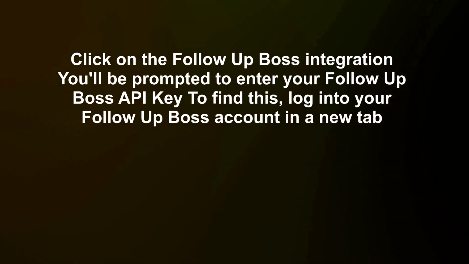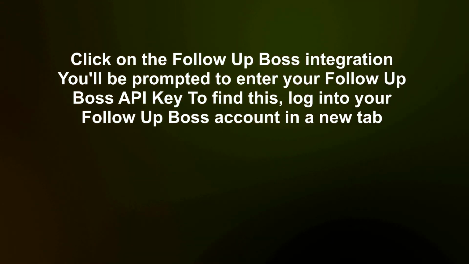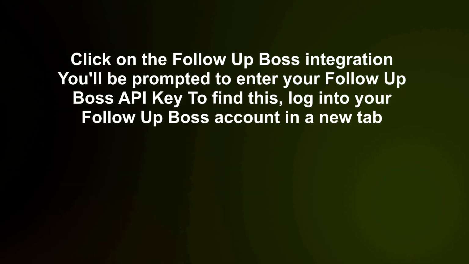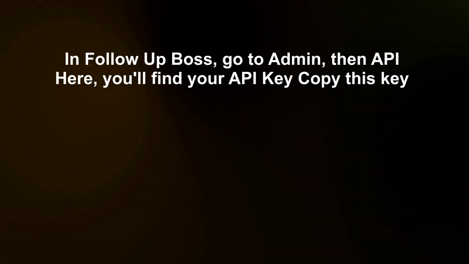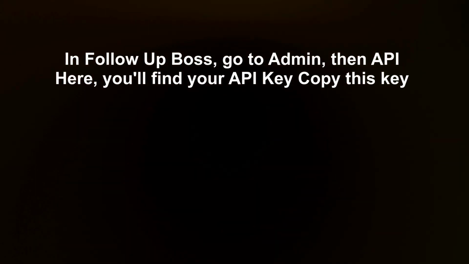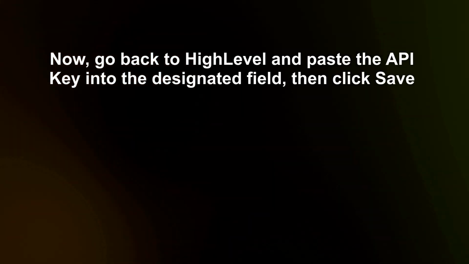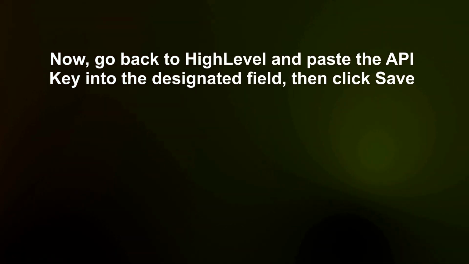You'll be prompted to enter your Follow-Up Boss API key. To find this, log into your Follow-Up Boss account in a new tab. In Follow-Up Boss, go to Admin, then API here. You'll find your API key. Copy this key. Now, go back to HighLevel and paste the API key into the designated field.